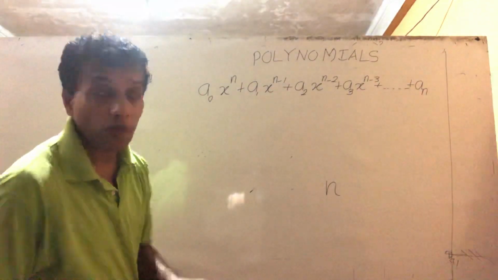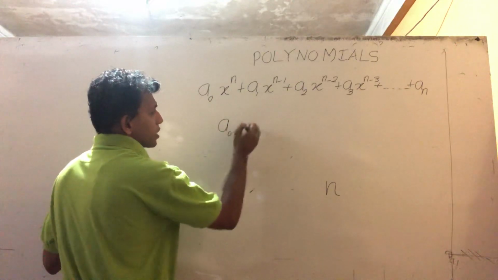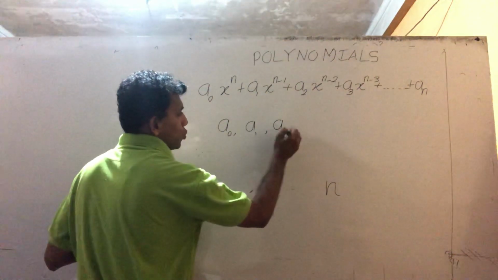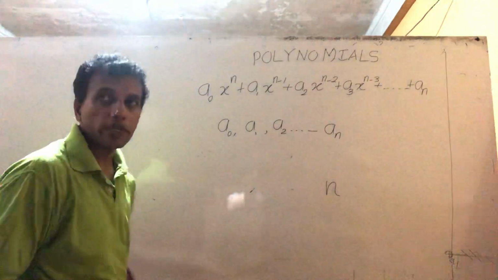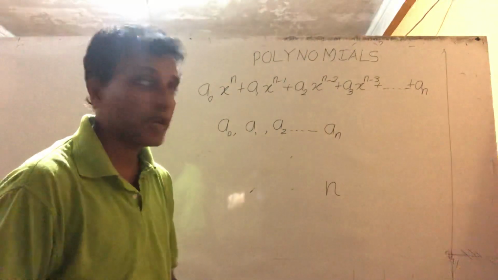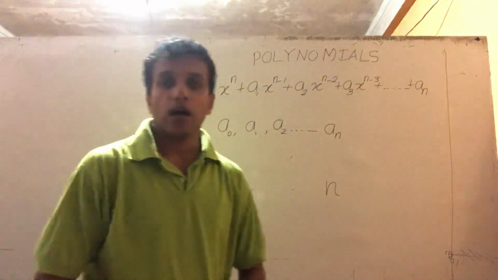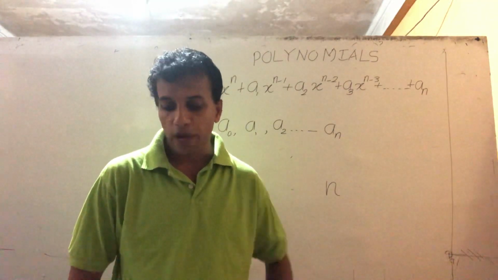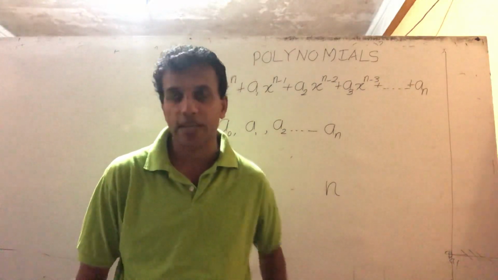And right below, where a naught, a1, a2, and so on up to an, are called coefficients, or you can say constants like that.